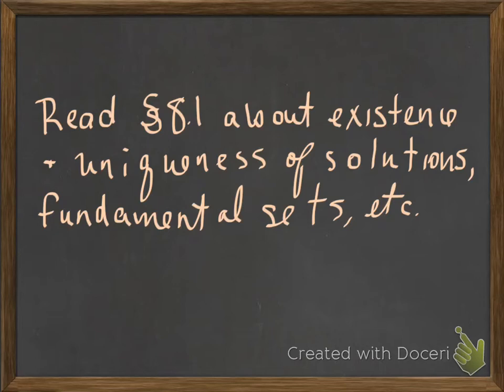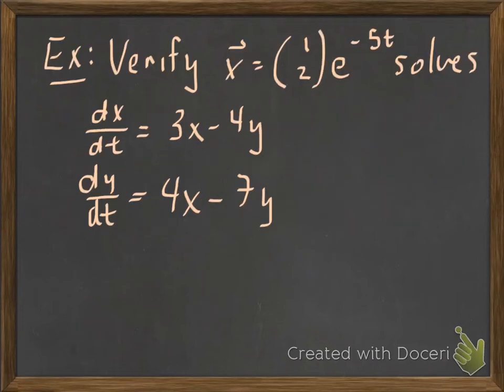What I would like you to do is read in section 8.1 about the existence and uniqueness of solutions to initial value problems when we have a linear system, and read about fundamental sets of solutions, etc. What you will find is that the theory looks very similar to what we saw in the linear case. So take a read through that. We're not going to spend a ton of time on it, but it's important to see that indeed we have the same sorts of existence and uniqueness theory for linear systems of differential equations.